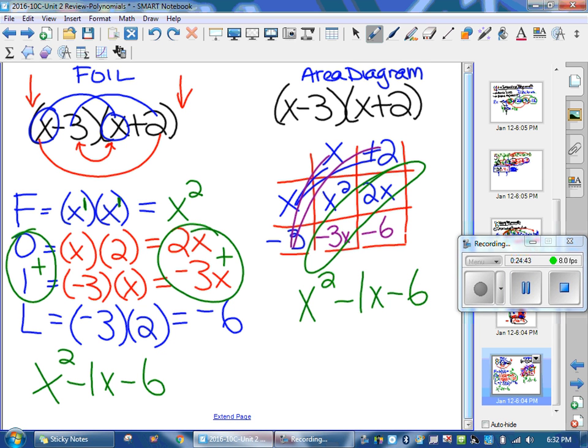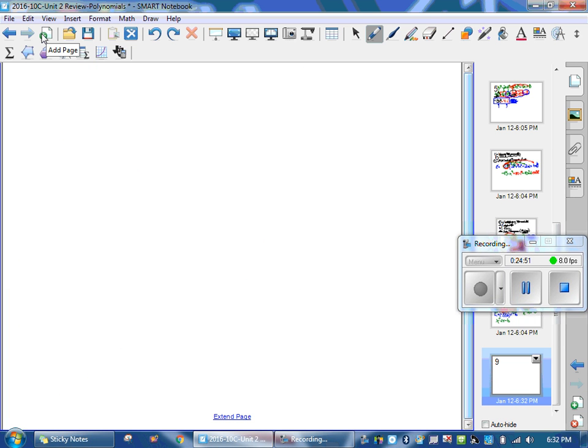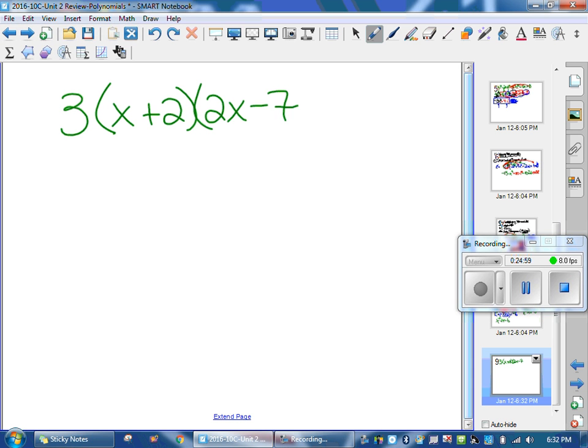We're going to have 3 in front of (x plus 2)(2x minus 7). In this case, there are 2 ways you could do this question. You could do the multiplying first, like we use with the algebra tiles, area diagram, or FOIL, and then lastly distribute the 3 to every term in our answer. Or, secondly, we could multiply the 3 into the first set of brackets, not both sets, and then multiply that answer by the other bracket. So that is the other strategy.